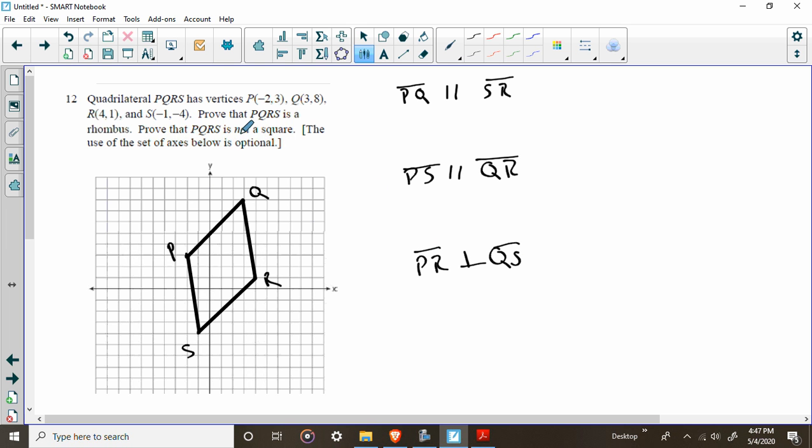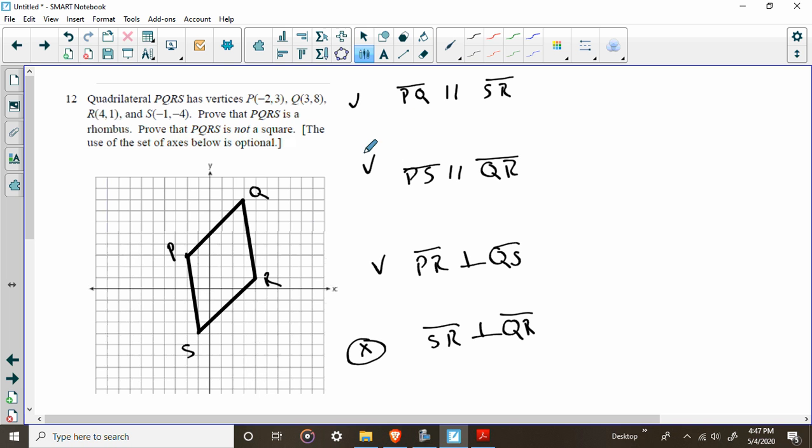Okay, and the last, to show it's not a square, we're going to have to say, hey, is SR perpendicular to QR? And what we really want to find out is that these are not. So this is something we want to be wrong. We want this to be right, that'll be a parallelogram. Diagonals perpendicular means rhombus. We want this to be wrong.